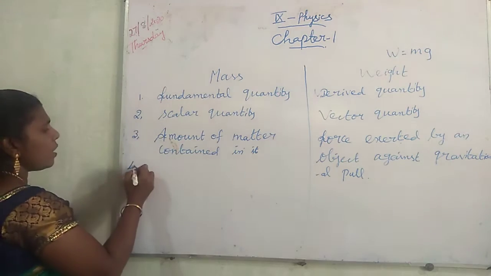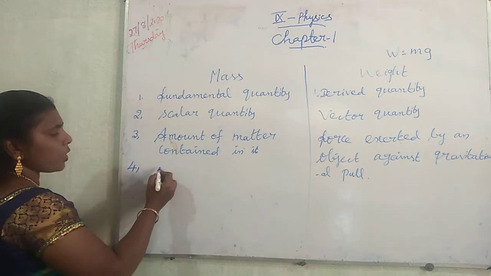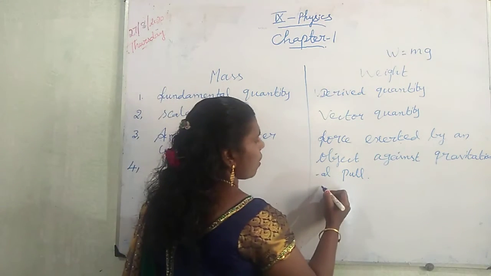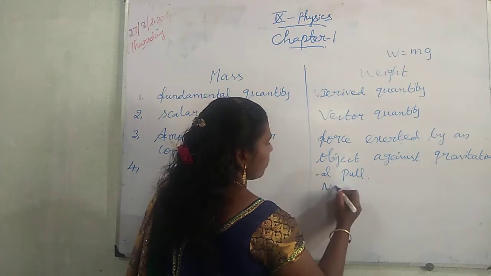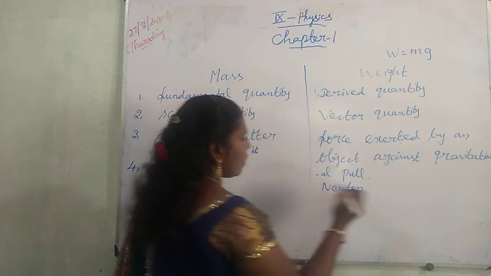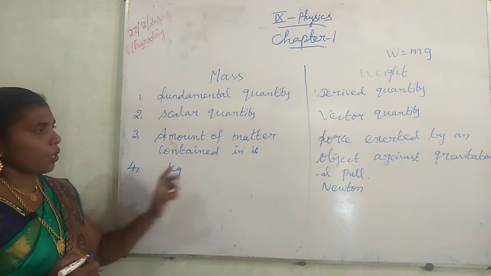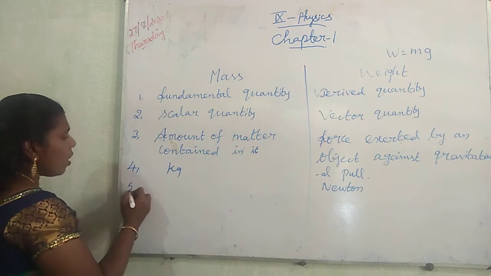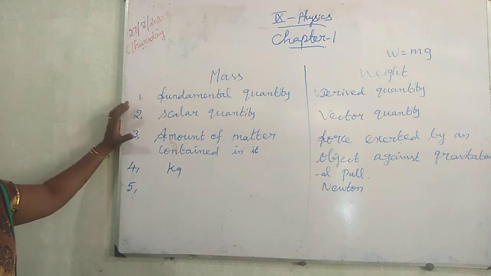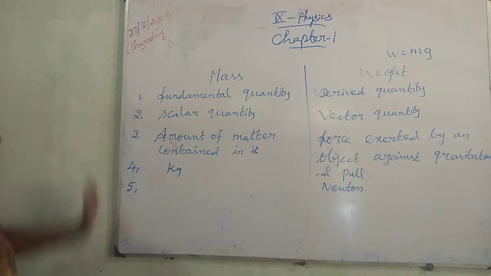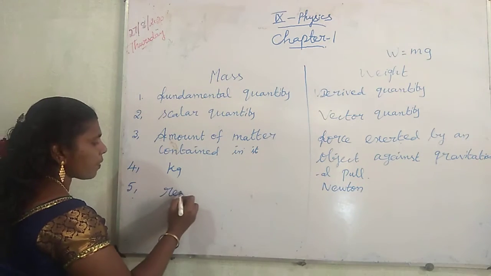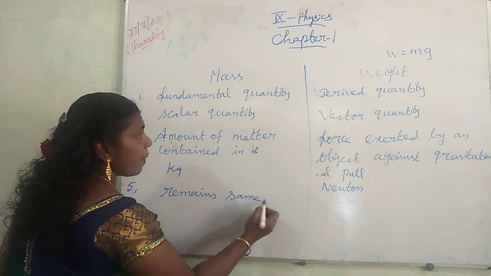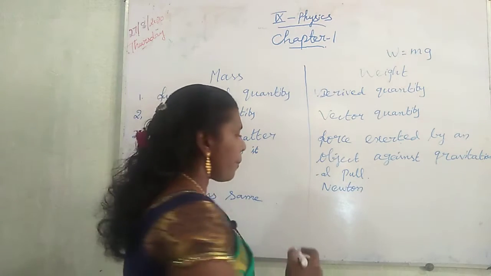Then the fourth point: what is the unit of mass? The unit of mass is kilogram. What is the unit of weight? The unit of weight is Newton. Now the fifth point: mass does not change from place to place, it remains the same. But weight changes from place to place.